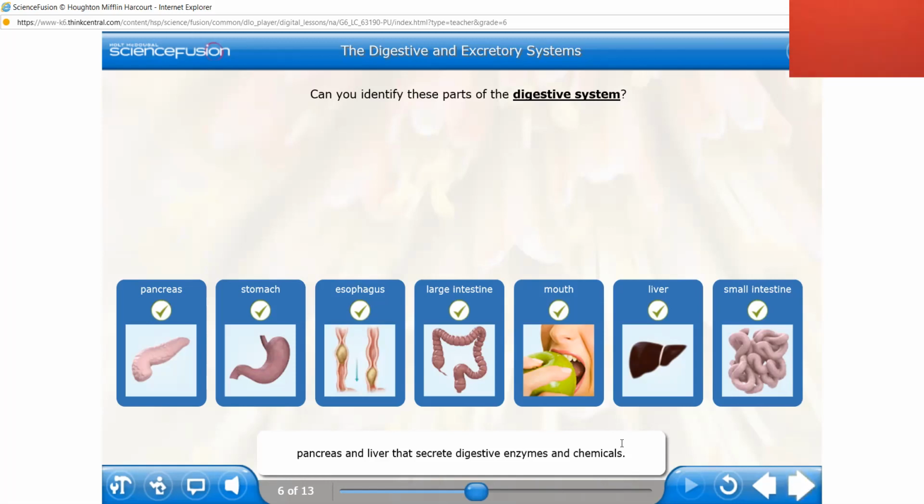And then, after the stomach, where does it go? To your kidney? No, the food doesn't go to the kidney. No way. No. The excretory system. What is it? The small intestine and then the large intestine.